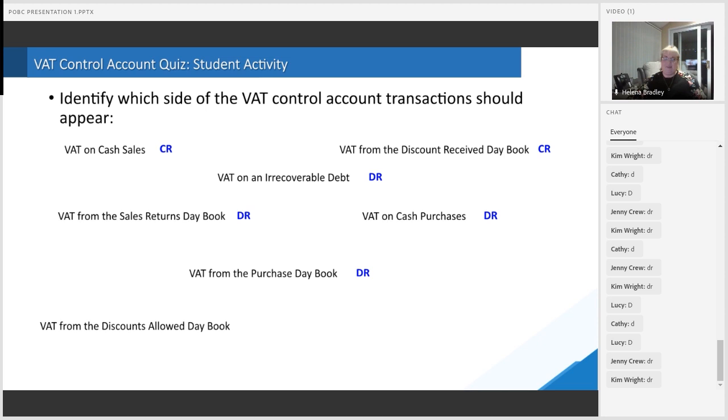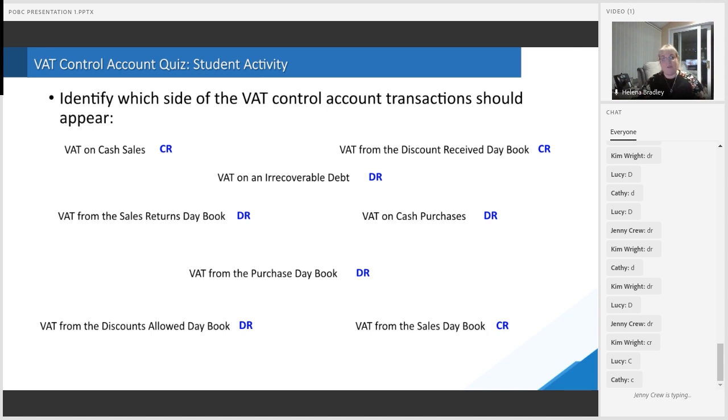The VAT from the discount allowed day book. What do we think about that? Excellent. Well done. Superb. And then the very last, but certainly not least, the VAT from the sales day book. Perfect. Okay, that's great. Well, really well done.